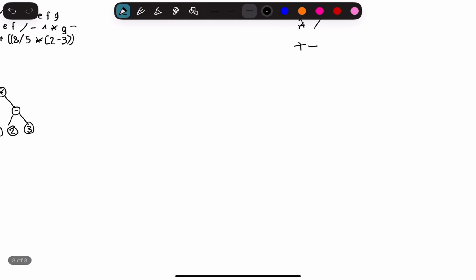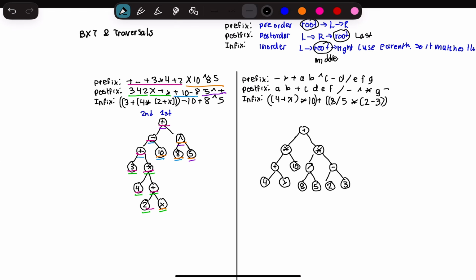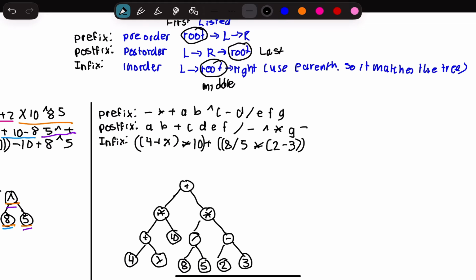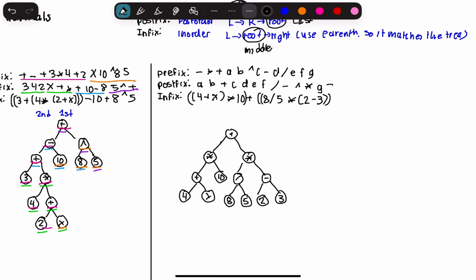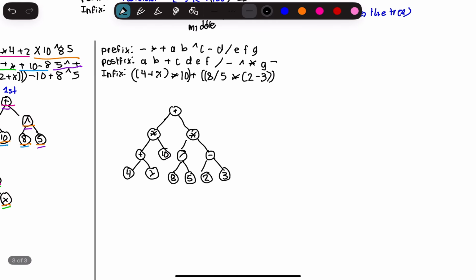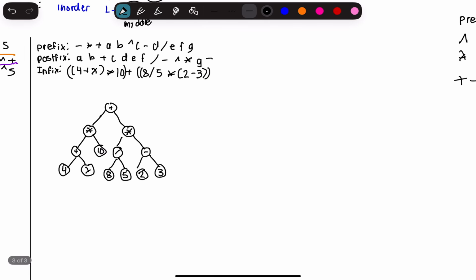In this video, we're going to be doing some BFS and traversals of some trees and finding the prefix, postfix, and infix of them. Up here we can see the rules for prefix, postfix, and infix. We're going to be given an infix expression and we're going to find the prefix, postfix, and trace out the tree. So let's start off with a new expression.